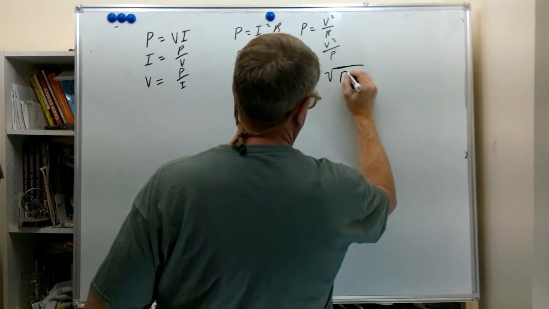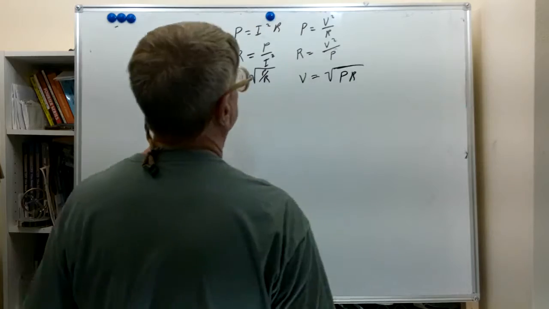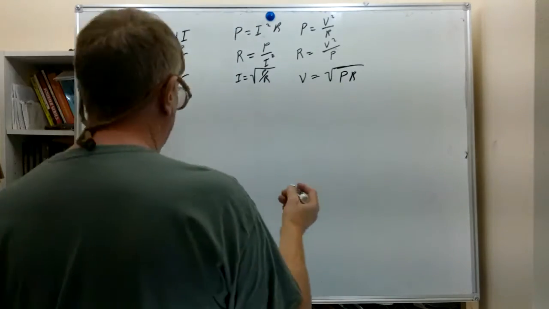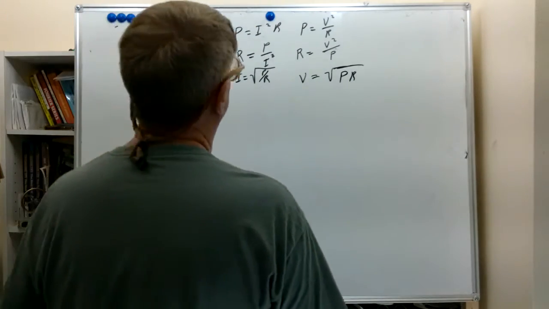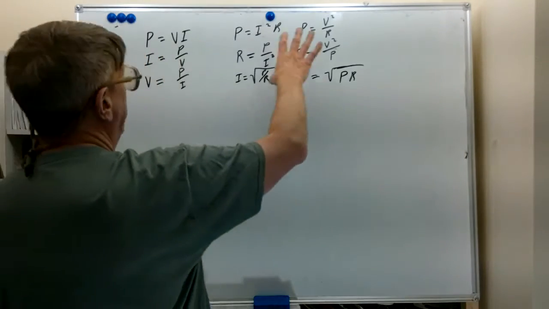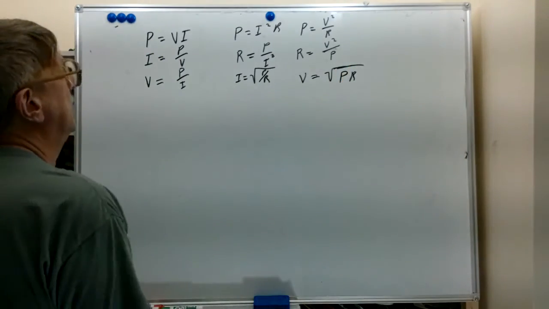Voltage equals the square root of PR. I copied it down wrong, I guess. Anyway, so now we've got a pretty full set of power formulas.